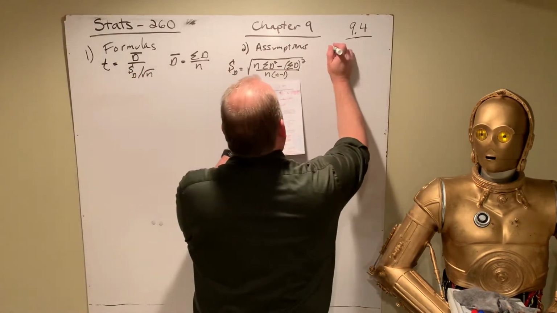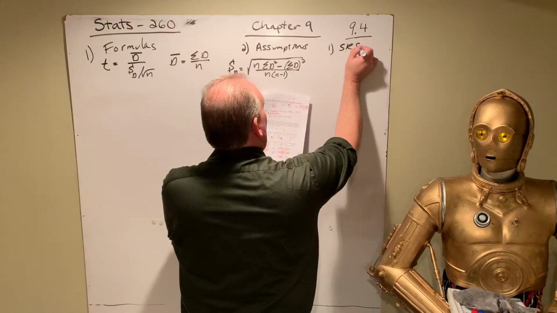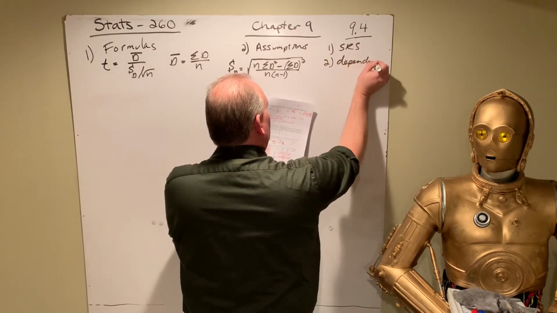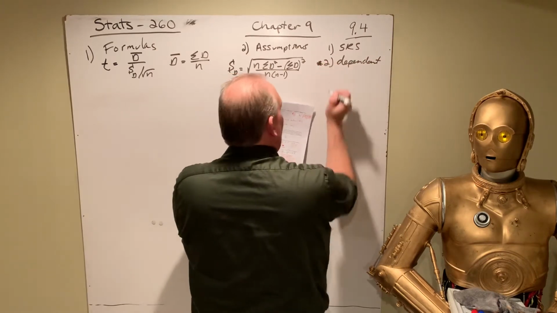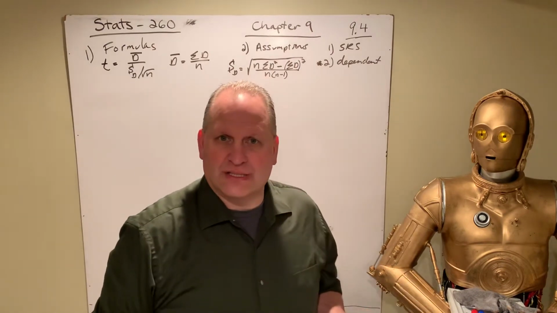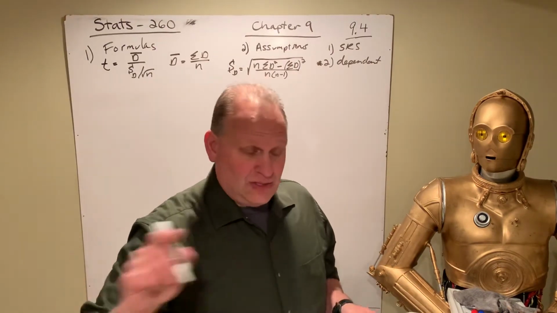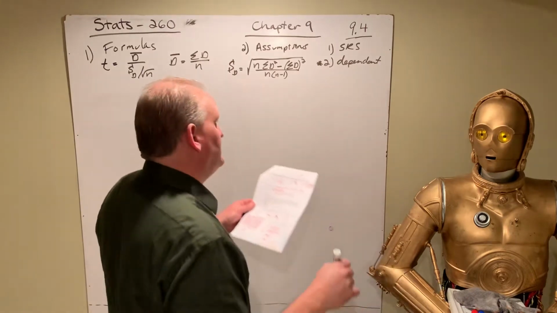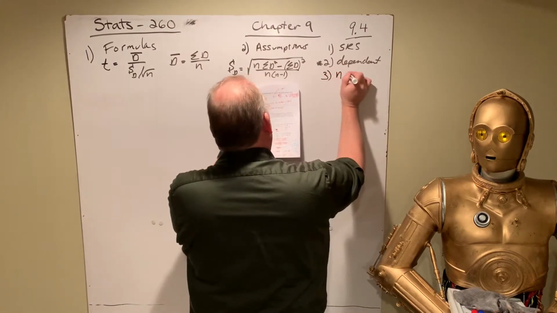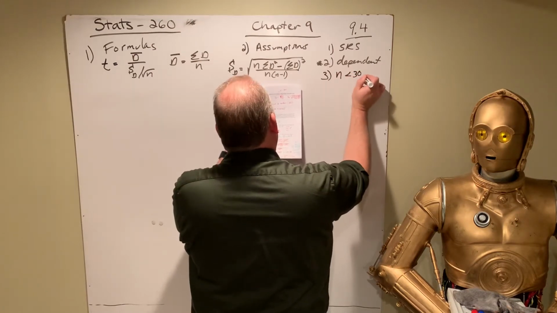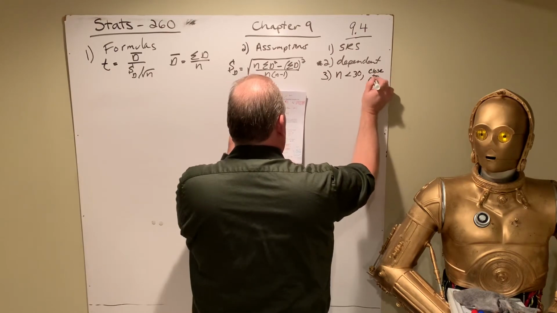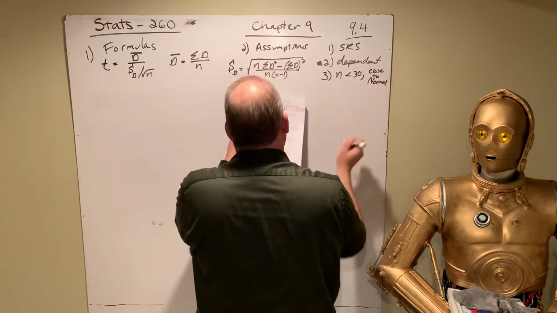Assumptions that we make here: 1, samples are random, SRS. 2, they are dependent samples. So this is like the before and the after. You get on the scale, you take the diet pills for 6 months, so you get on the scale again. So it's dependent. N has to be less than 30, and it's got to be close to normal for any of these assumptions to be true.